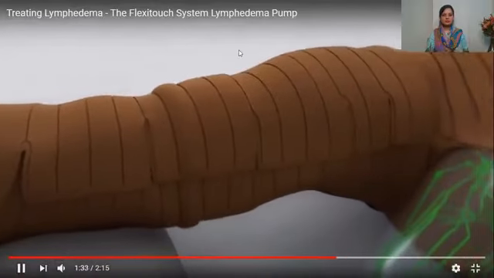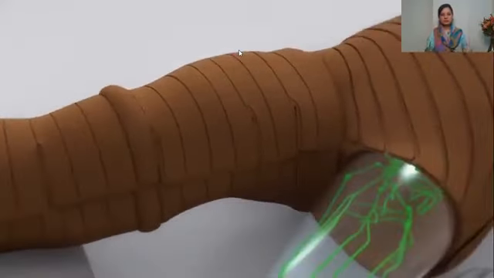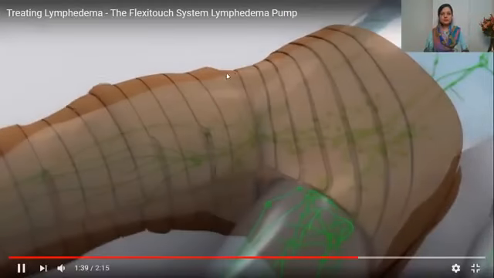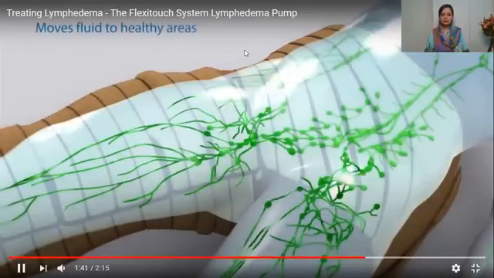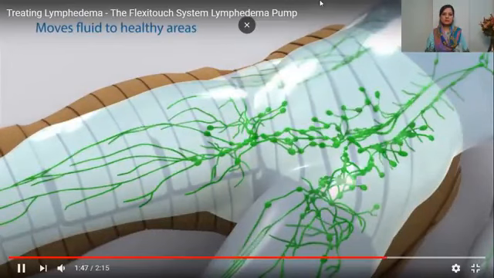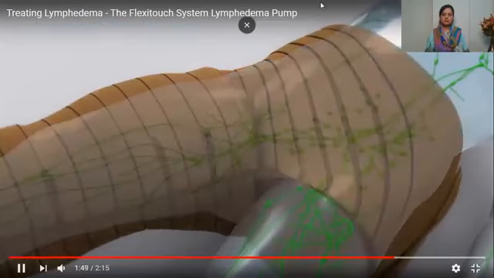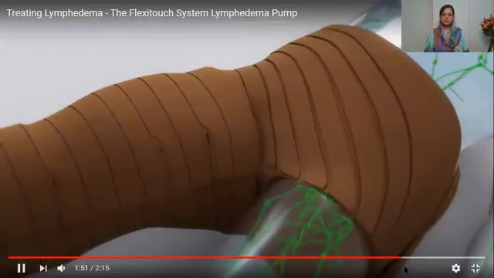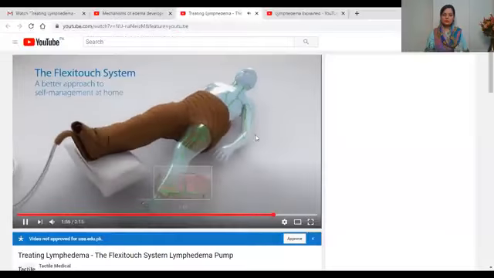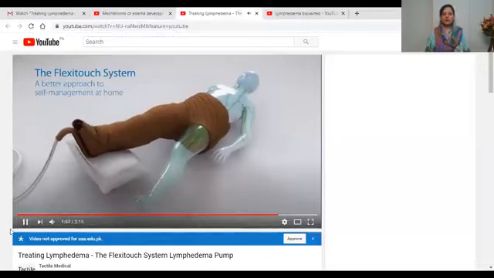Smooth muscle contractions in each lymphangion facilitate the lymph fluid movement into the next segment. This enables directional movement of the excess fluid from the affected regions of the body to the healthy regions, returning the fluid to the venous circulation and delivering significant and measurable results over time. The FlexiTouch system offers patients a clinically proven approach to self-management at home.